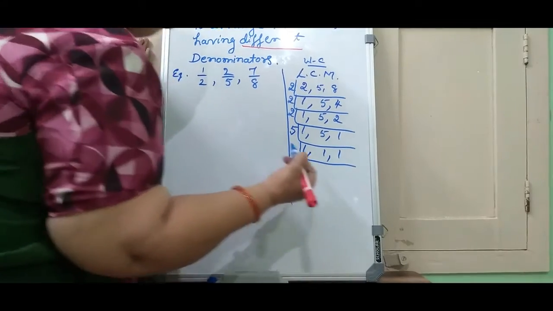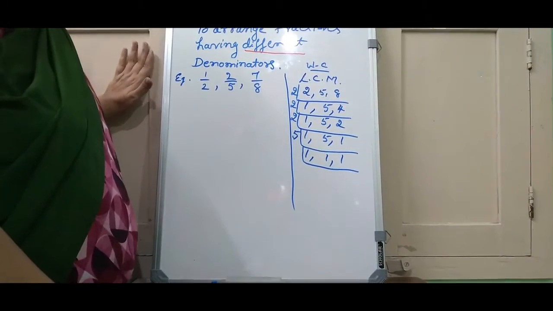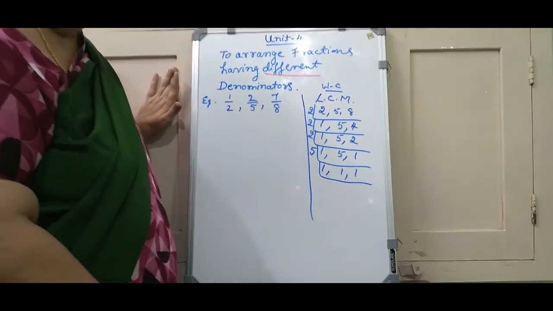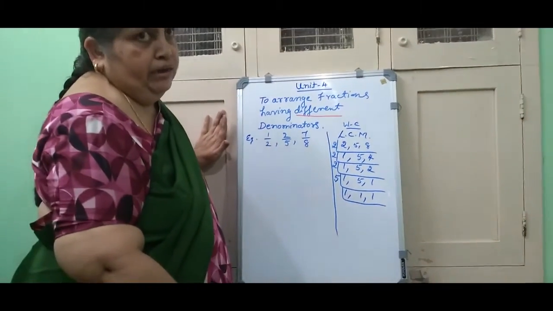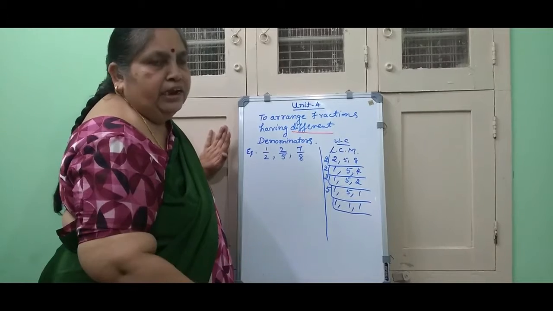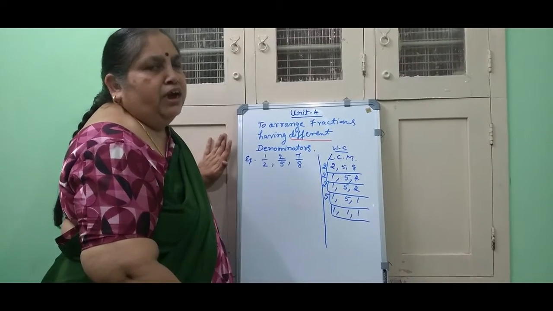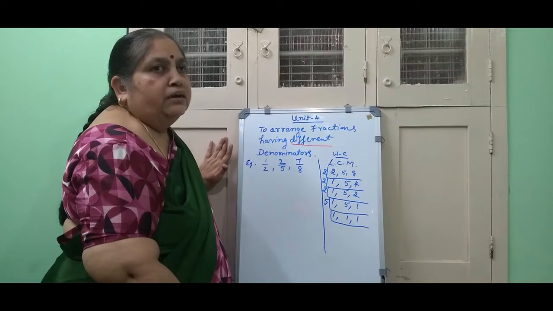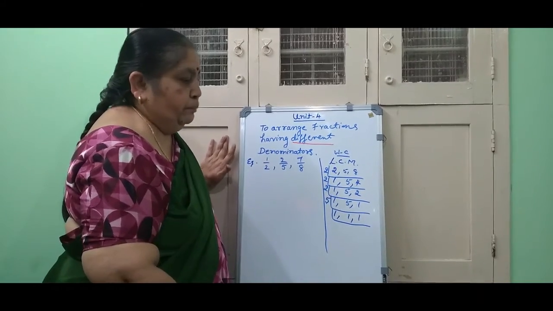So I am mentioning the words here, prime number. A prime number is a number which is divisible by 1 and itself. As I told you, these things are entirely a different topic. I will deal with the types of the numbers and all in the next videos.